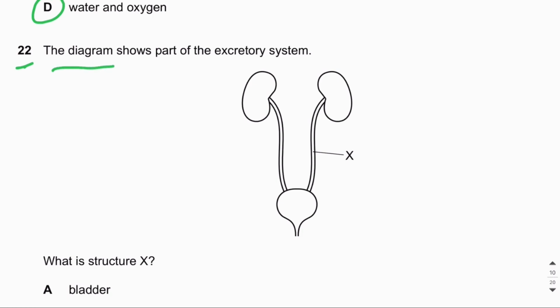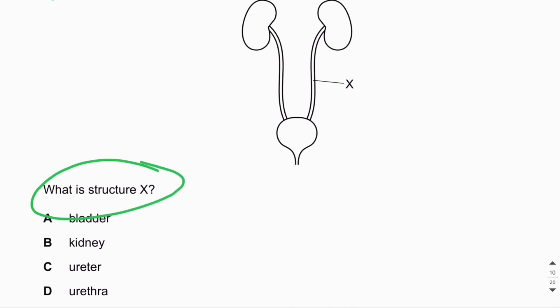The diagram shows part of the excretory system. What is the structure X? So, guys, X is the tube which carries the urine from the kidneys to the bladder. That is the ureter. So X is the ureter, a tube which carries urine from the kidneys to the urinary bladder.